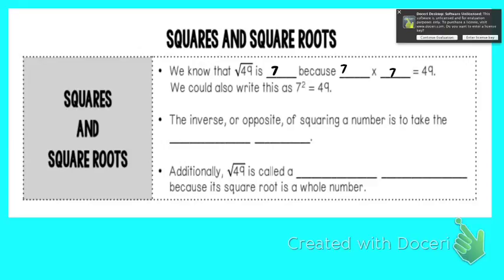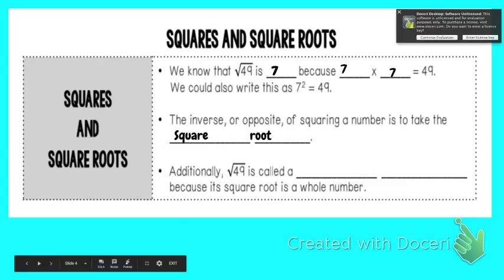So we could also write this as 7 squared. 7 with a little 2 means 7 squared. It means to say 7 times 7. So 7 squared is 49. Okay? Does anybody remember seeing squares in the 5th or 6th grade? Okay? So the inverse, and inverse means opposite, or opposite of squaring a number is to take the square root.